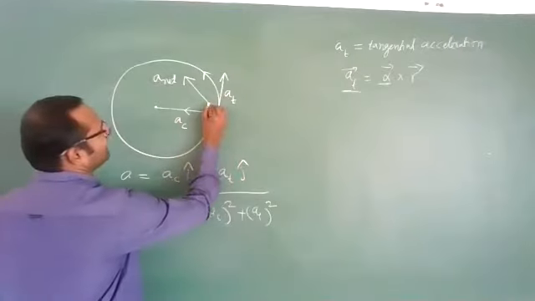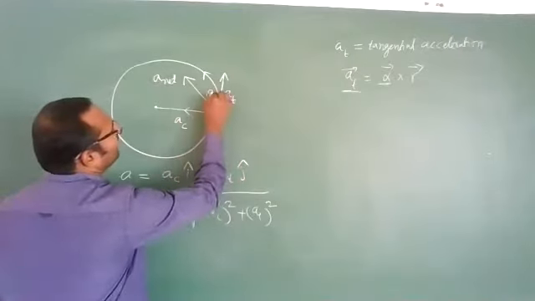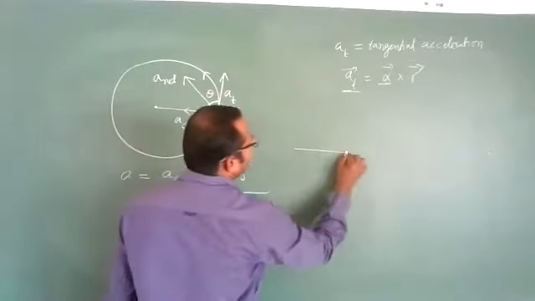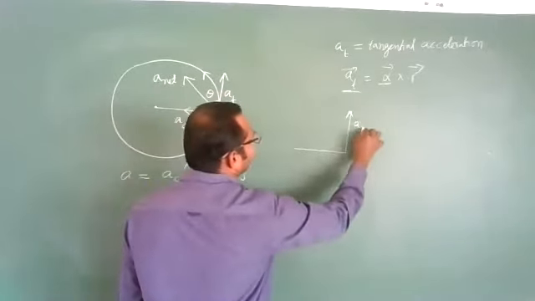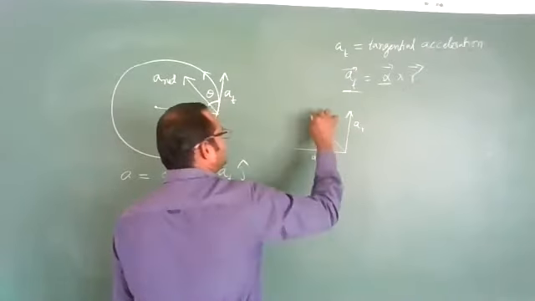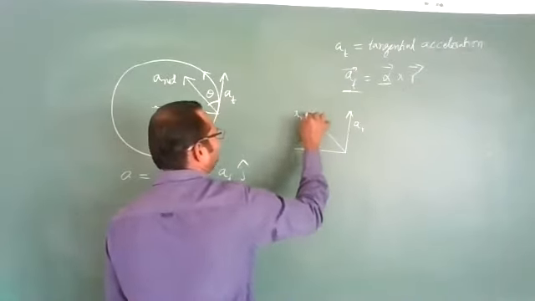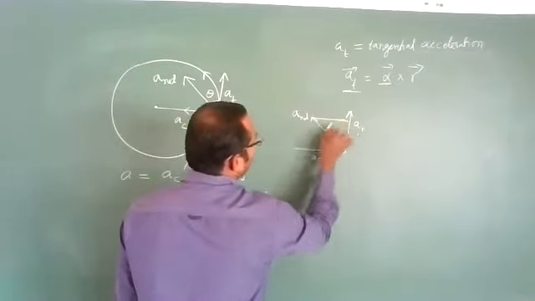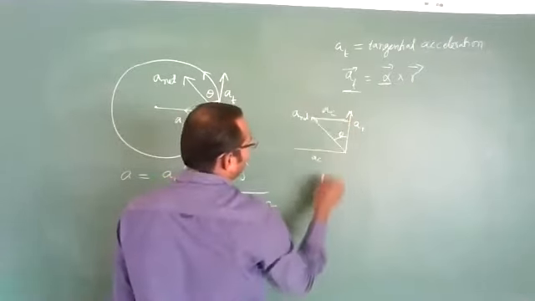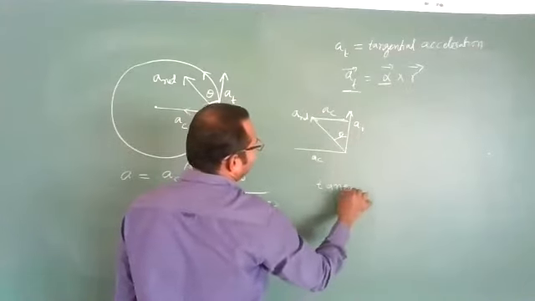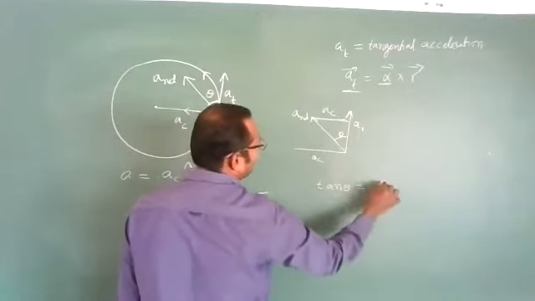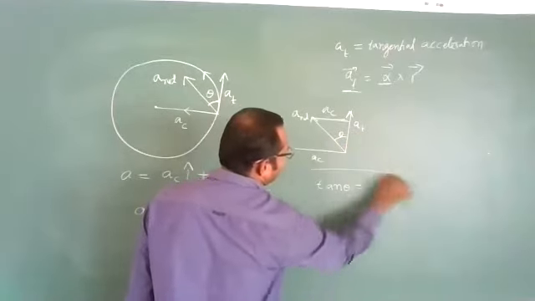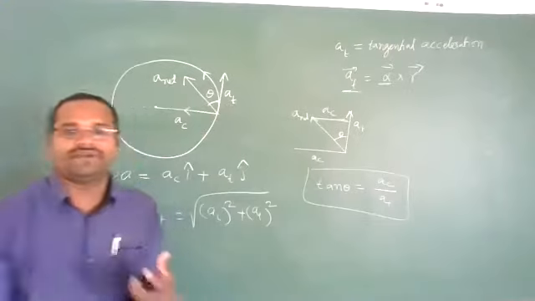What is the direction of net acceleration? Let us imagine it is making some angle theta with the tangential acceleration. Then it will be like this: this is AT, this is AC, this is A net, this is theta. Then you can construct a right angle triangle here. If this is AC, then what is tan theta, sir? Tan theta can be written as opposite side AC upon adjacent side AT. In this direction, it will have the net acceleration.